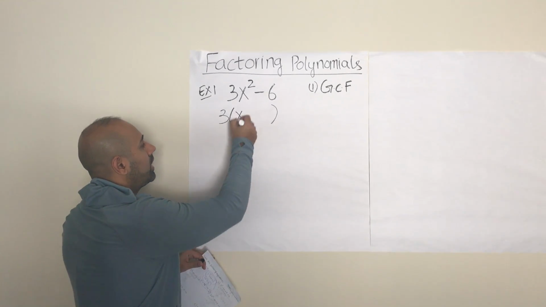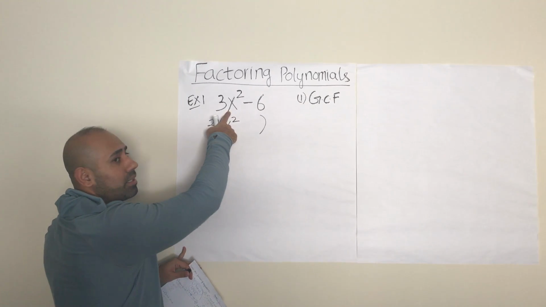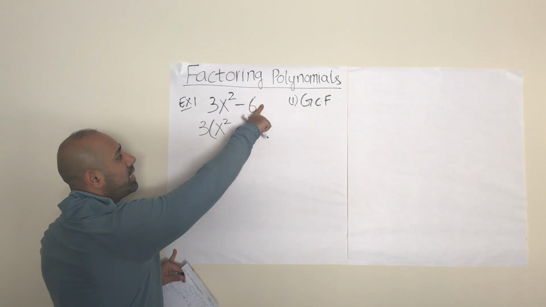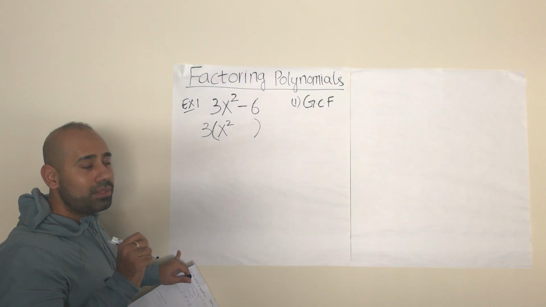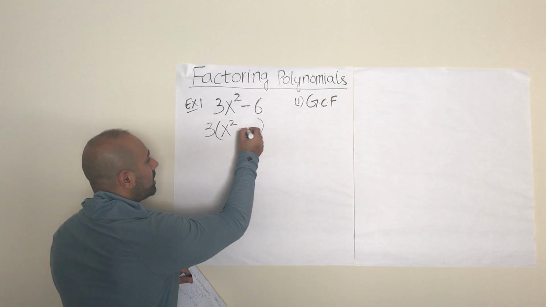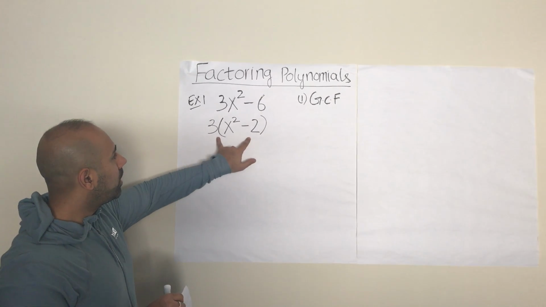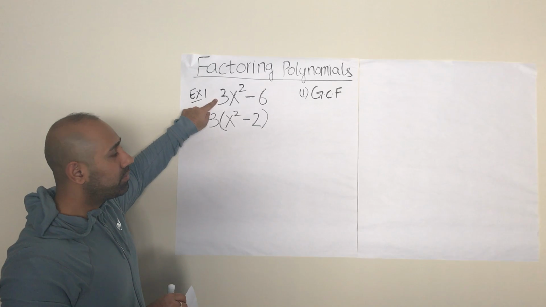So 3 times x squared is going to give us 3x squared back, and what would we multiply to 3 so that we get negative 6 back? The obvious choice is 3 times negative 2. So these 2 are the factors of this polynomial function.